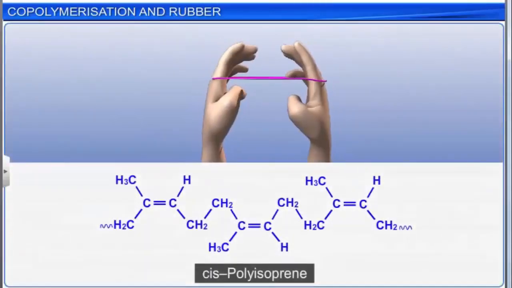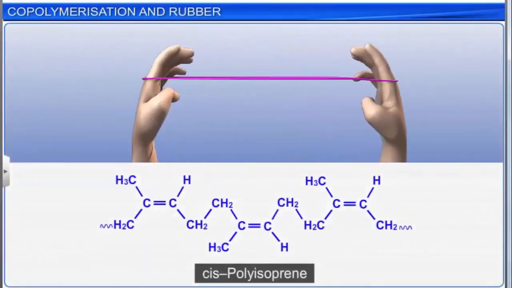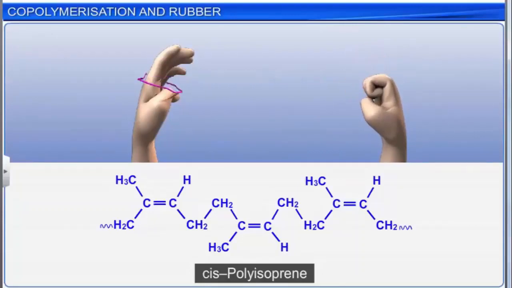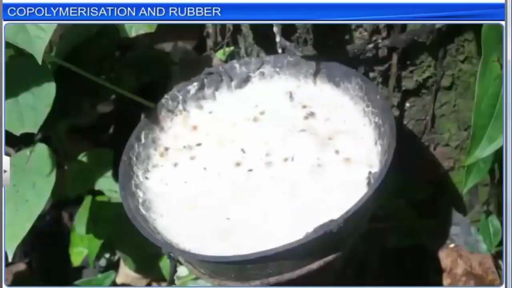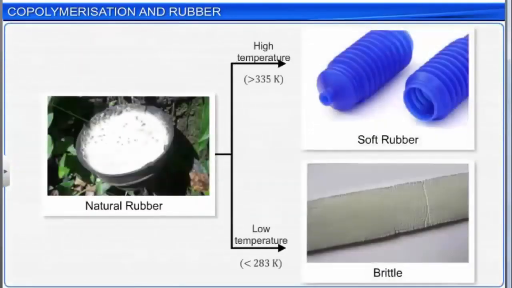Natural rubber can be stretched. When stretched, the chains get aligned in the direction of the external force. When the external force is released, the chains snap back to their original positions. Untreated natural rubber is quite sticky. It becomes soft at high temperatures, greater than 335 Kelvin, and brittle at low temperatures, less than 283 Kelvin.